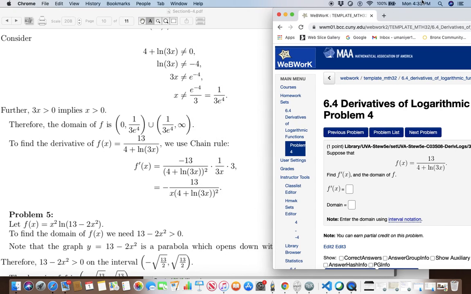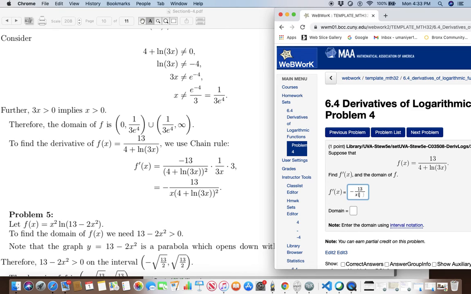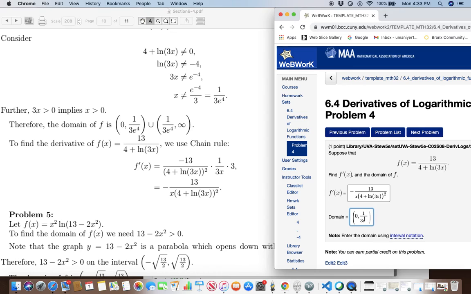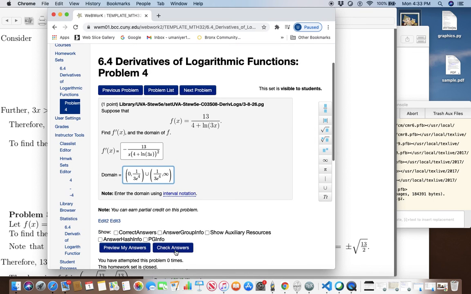The derivative is negative 13 over x times (4 plus natural log 3x), close that, and don't forget to square it. What about the domain? It is the union of two intervals: open 0 to 1 over 3e to the power 4, union open 1 over 3e to the power 4 to infinity.